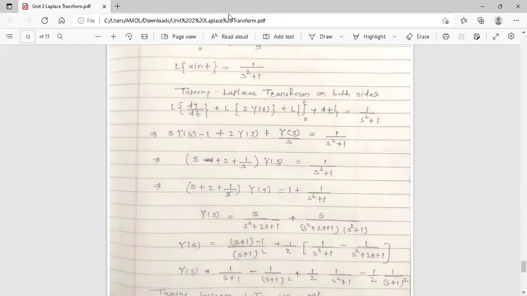That minus 1 is missing here. So there is one correction.